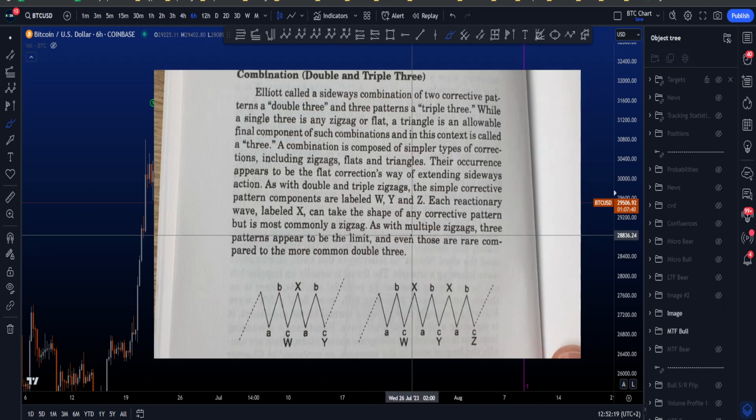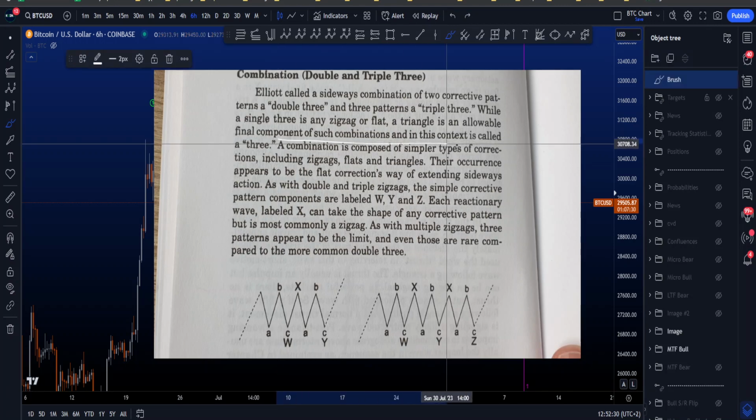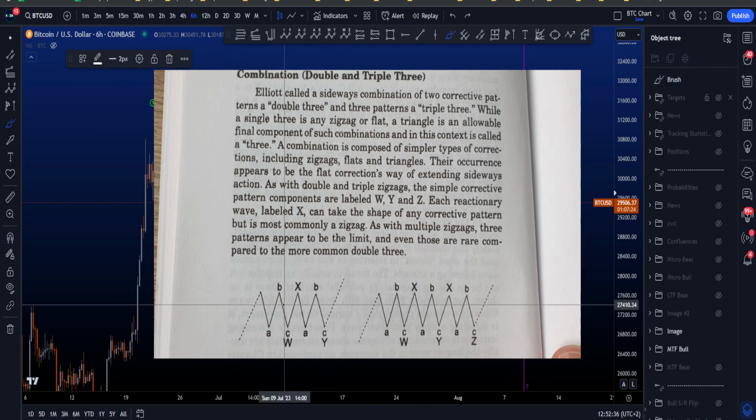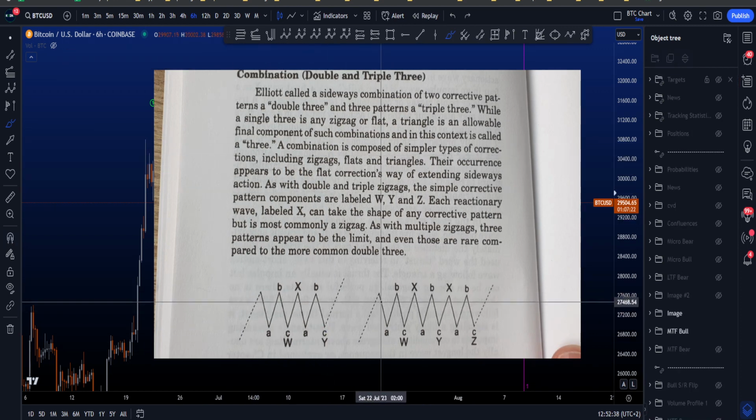And if we have a look at this picture over here, which I took from the book, you can see a little bit of my thumb still. This is the book of Frost and Prechter, the official Elliott Wave book, where it says a combination is composed of simpler types of corrections, including zigzags, flats, and triangles. And the combination is a WXY or a WXYXZ. So we'd mainly be looking for zigzags, flats, and triangles.